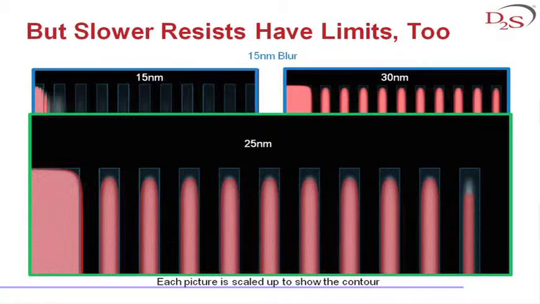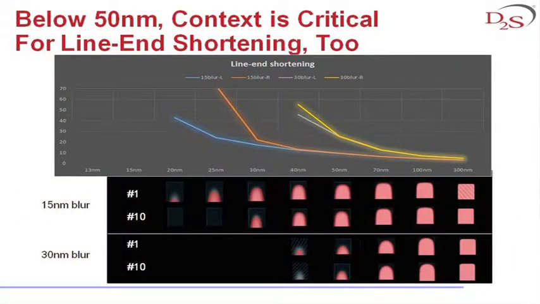So even at 15 nanometer blur, 50 nanometer line and space is the limit if you care about 2 nanometer precision on mask making, which I think most people using 15 nanometer blur care about, 2 nanometer precision on the mask. This chart is showing the context sensitivity in line end shortening too.